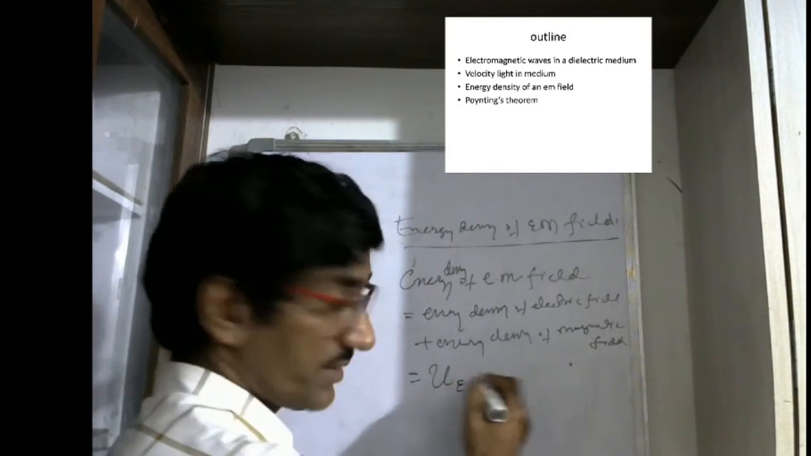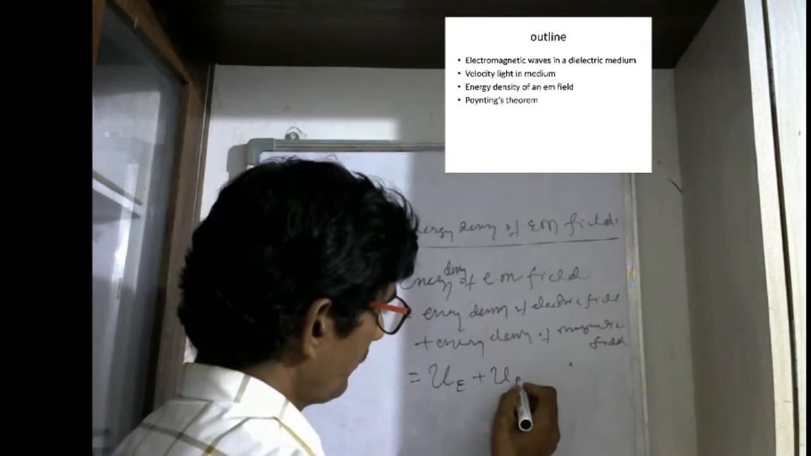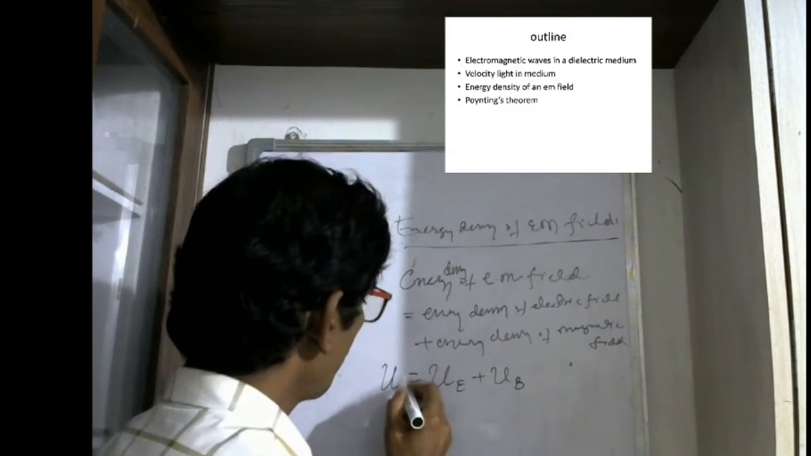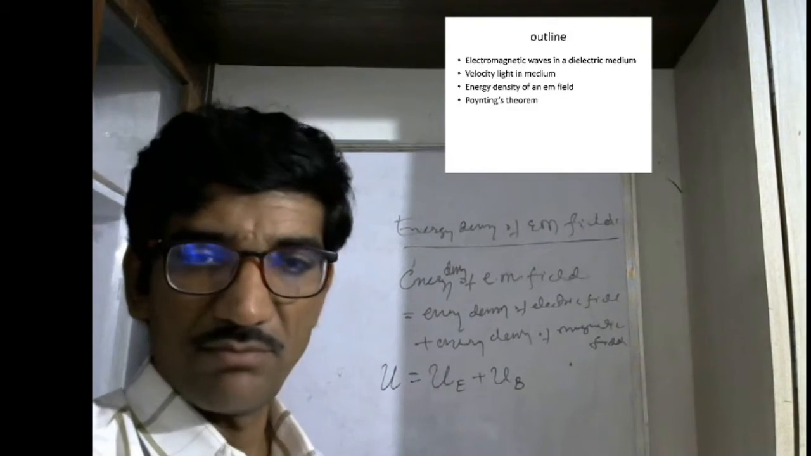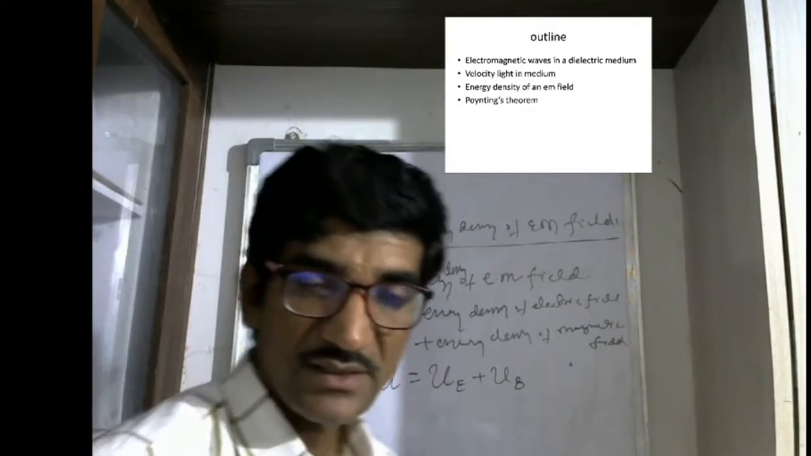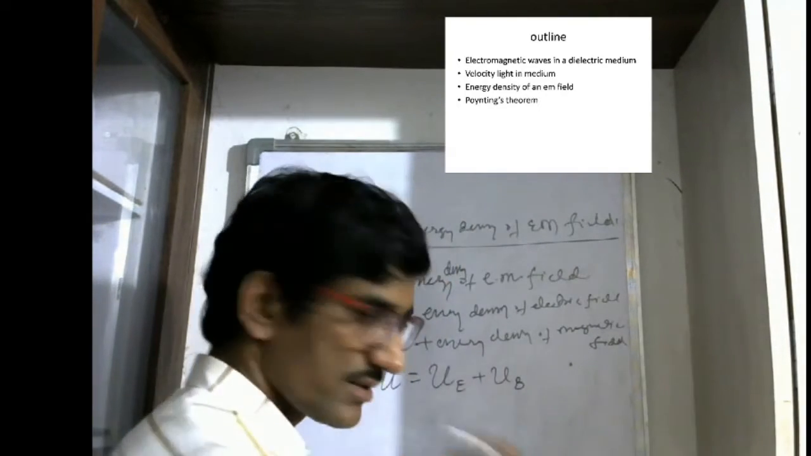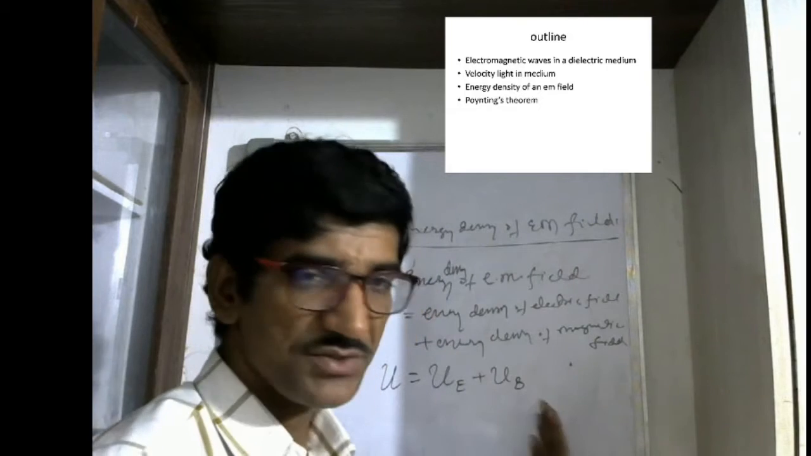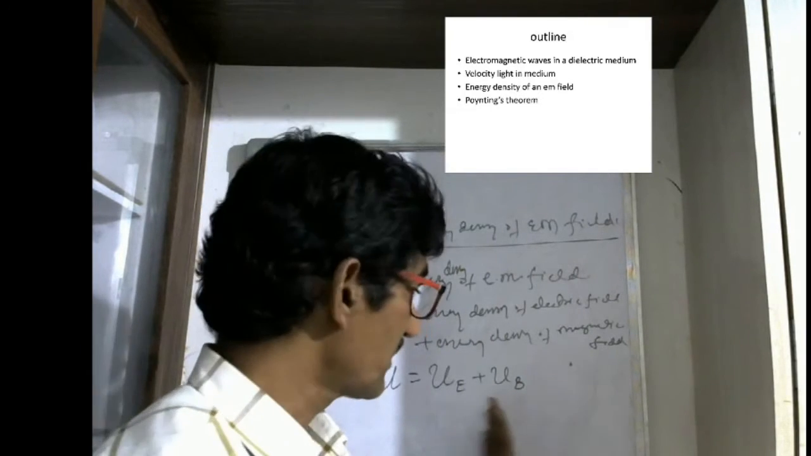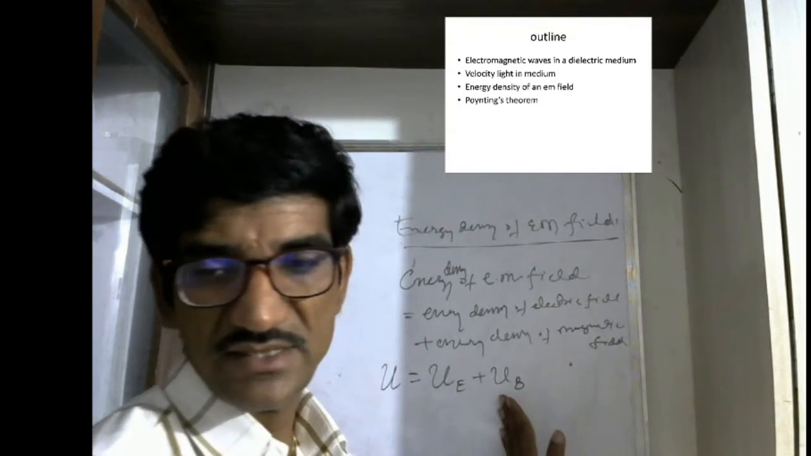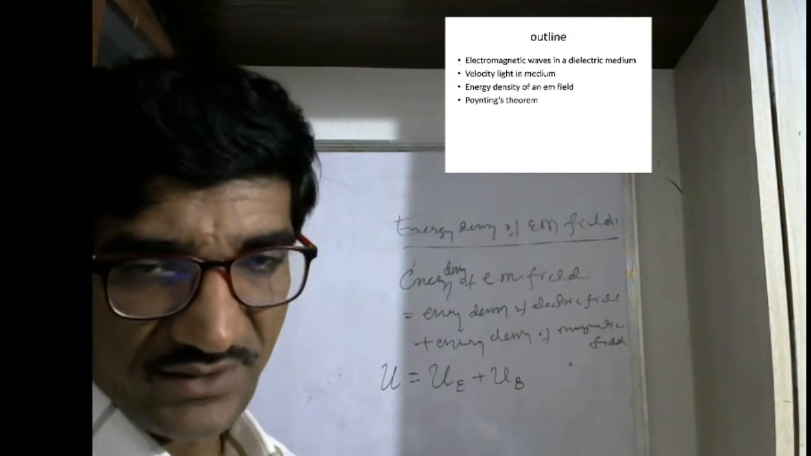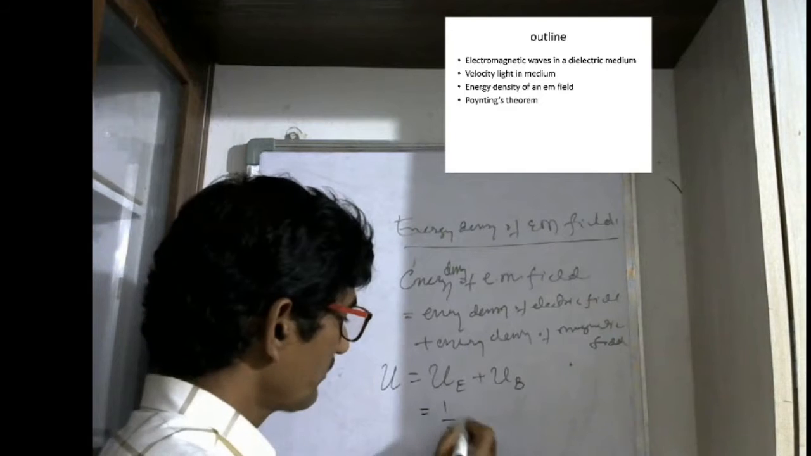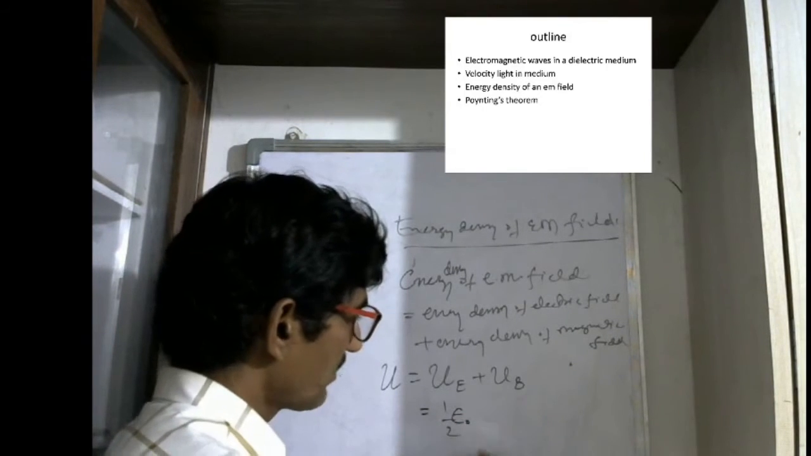This is our notation, U, B. This is simply now U, EM, or U electromagnetic, or simply U is equal to UE plus UB: the energy density of the electric field plus the energy density of the magnetic field. Now you know that this is half of epsilon naught.